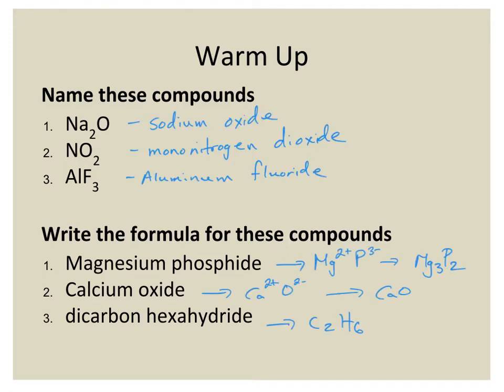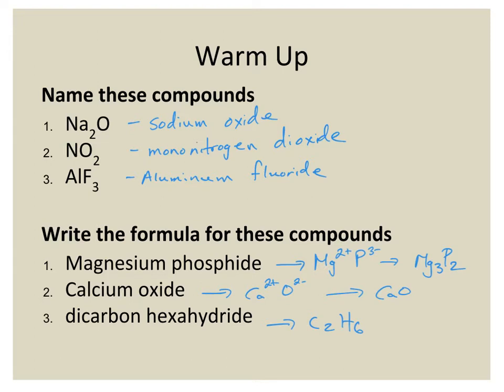Here are the answers. For the first one, Na2O, that's an ionic compound because I have a metal and a nonmetal. So following the ionic rules, I write down the name of the metal, sodium. I write down the name of the nonmetal and change the last three letters to IDE. So oxygen becomes oxide.